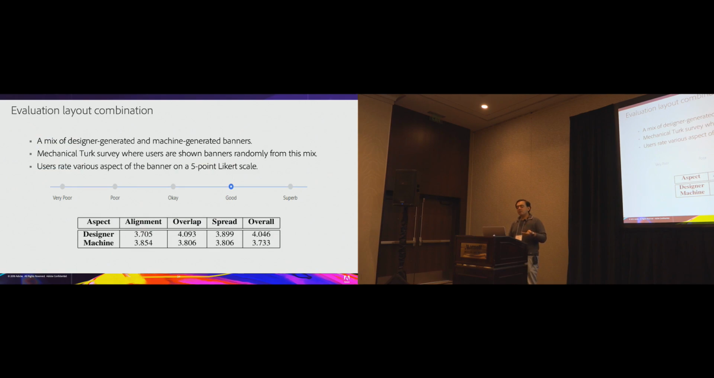And in order to evaluate this, we had a mix of designer-generated and machine-generated banners, and we ran a Mechanical Turk survey where the users were shown these banners in a random mix, and we asked them to rate different aspects of the banners on a 5-point scale. We were particularly interested in those aspects that the algorithm was optimizing for, the energy functions: the alignments, overlap, and spread, which were our major components in the energy functions.